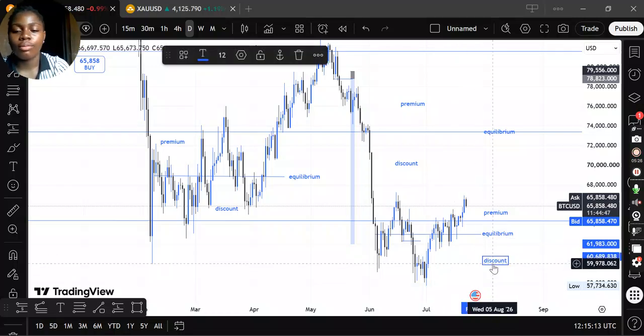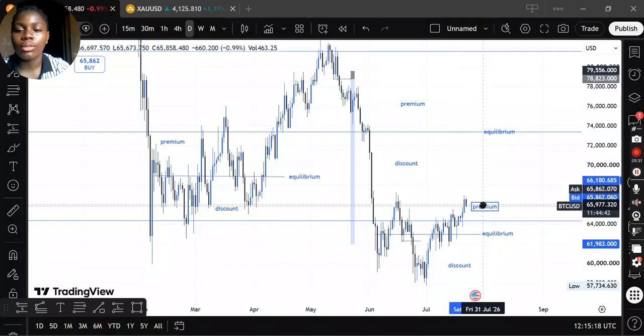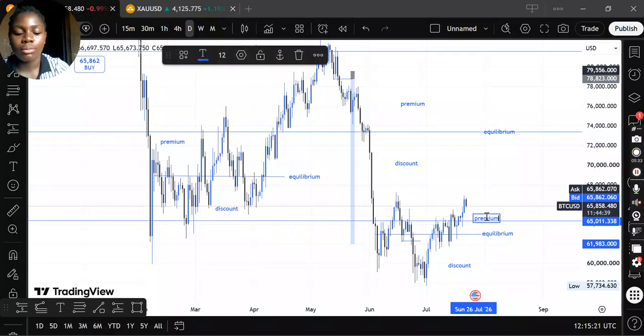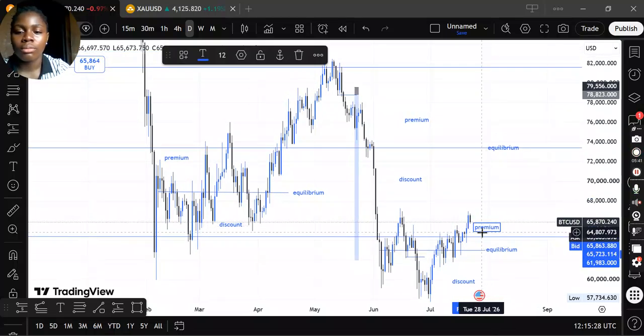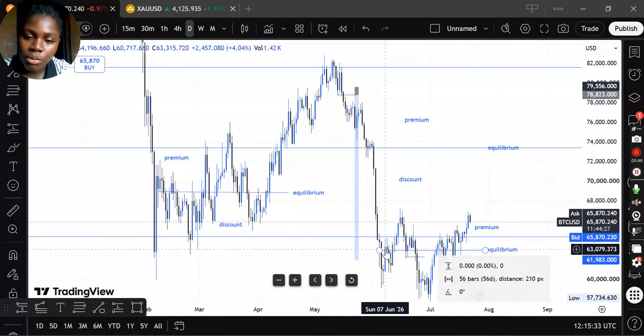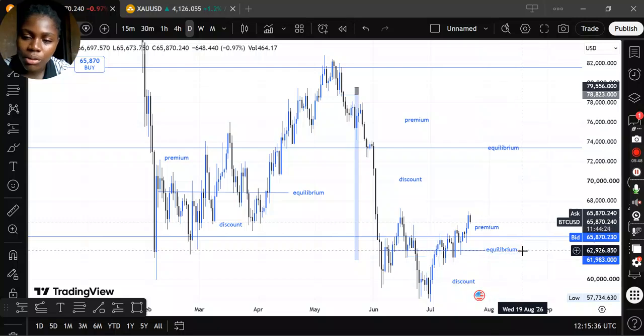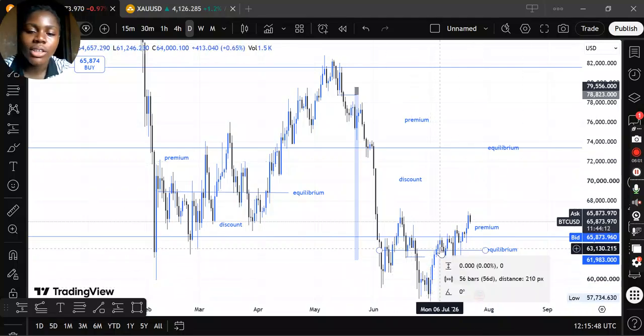Just below discount. And then we have here premium. Yeah, so this is the premium area. This is where we're starting from this line. Where the equilibrium is, that's where the splitting starts from. So the upper half is the premium, the lower half is the discount. So you find buys from the discount areas.